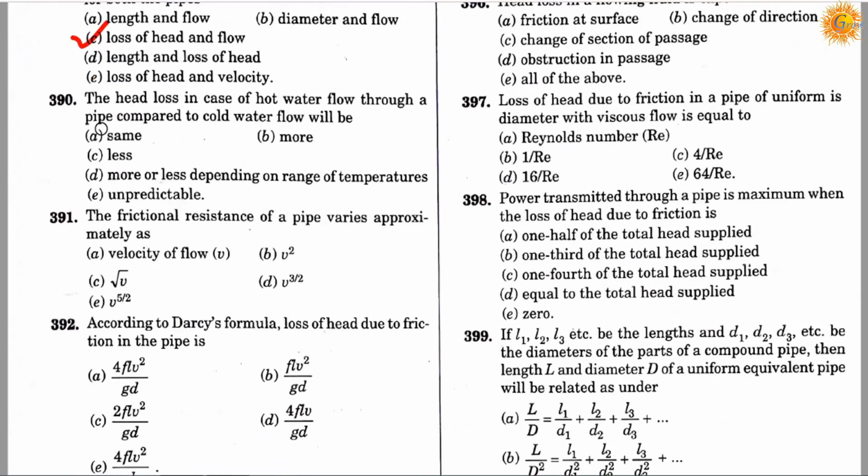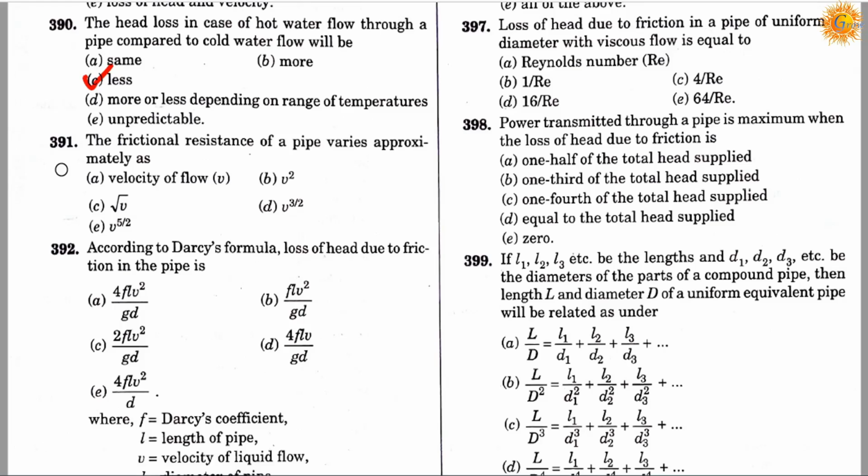Question number 390. The head loss in case of hot water flow through a pipe compared to cold water flow will be: option A, same; option B, more; option C, less; option D, more or less depending on range of temperatures; and option E, unpredictable. So the correct answer is C. It will be less.